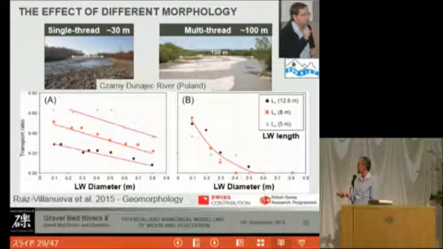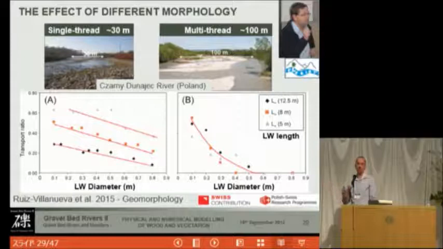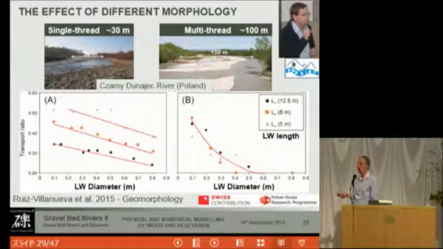And you can see that, for example, looking at the effect of length, in this case, the length has quite a big effect. So logs with different lengths going from 5 meters to 12.5 meters, that are measured of logs that you can observe in this river. The transport ratio, so the amount of logs that exit the reach compared to the amount of logs that you input, varies quite a lot depending on length, whereas it doesn't in the multi-thread river, mainly because in this case, logs are much smaller than the width.